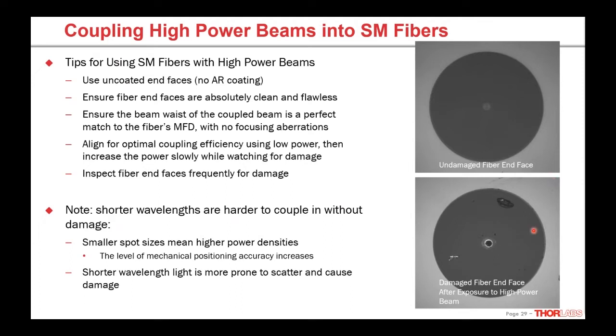We can do things like look at the fiber end face under a microscope, but we can also look to see if the fiber's output pattern is Gaussian, because if not, that could imply there's something up with the fiber tip. And like everything with single mode fibers, it's harder to do when you have shorter wavelengths of light. We get smaller spot sizes and higher power densities. We need better mechanical positioning. And that shorter wavelength of light is more prone to scattering. So there's a couple of different reasons that make it even harder at short wavelengths.